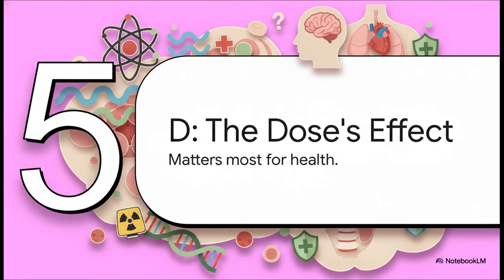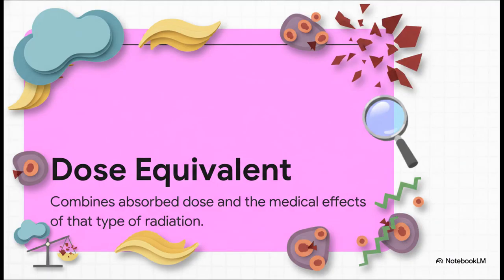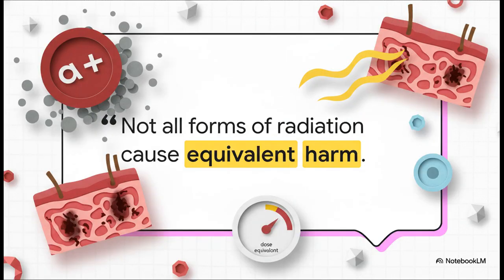Finally, we arrive at D for dose equivalent. And this is arguably the most important measurement of all, because it answers that crucial question. Okay, I've absorbed this radiation, so what's the actual biological risk? This step is so critical because it adjusts the absorbed dose based on the type of radiation. It accounts for the fact that some types of radiation are just more biologically damaging than others, even at the same absorbed dose. And this gets to the absolute core idea.